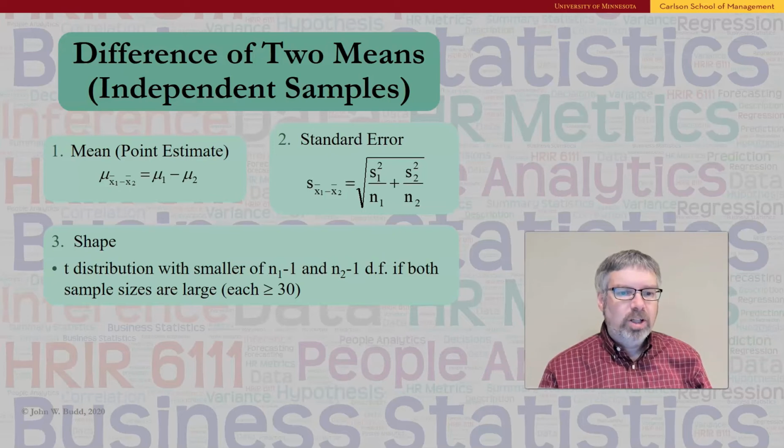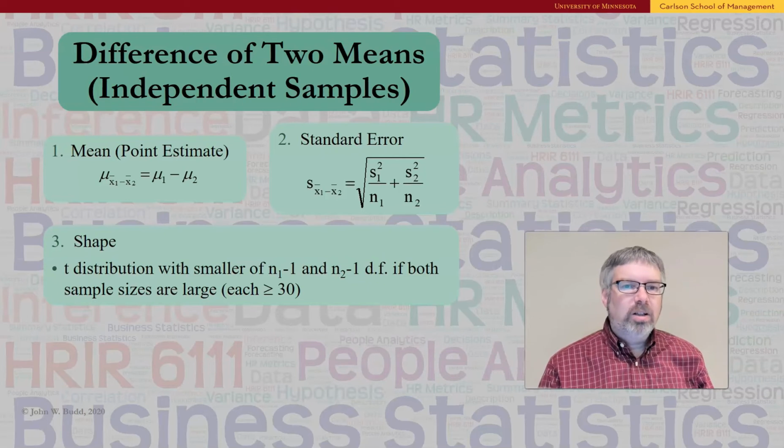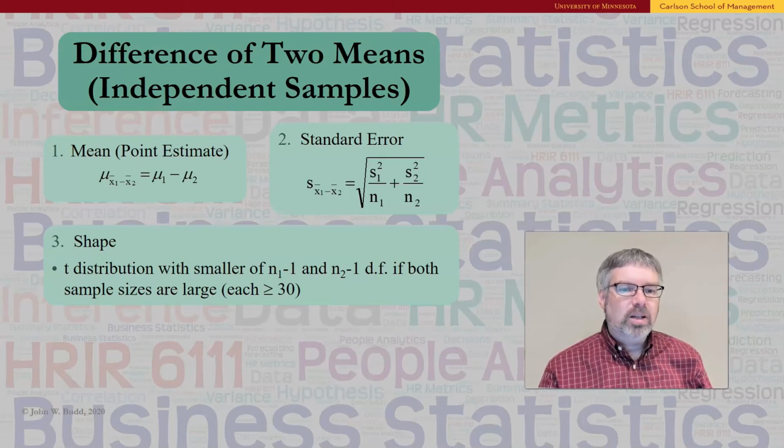How about for the shape? Well, if the sample sizes are large, then just like in the single population case or single sample case, the difference in two sample means will have a t-distribution. Now there are two things here to focus on. First, it will have a t-distribution if the sample sizes are large. What does that mean? Well, in the single mean case, we needed the sample size to be at least 30. In the two sample case, we need both sample sizes to be at least 30. So n1 needs to be at least 30 and n2 needs to be at least 30.